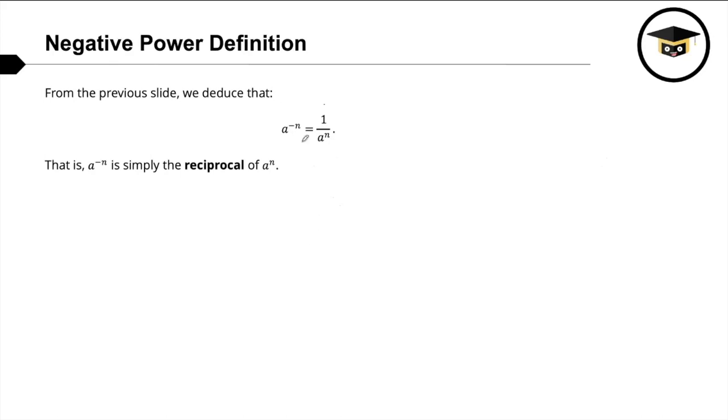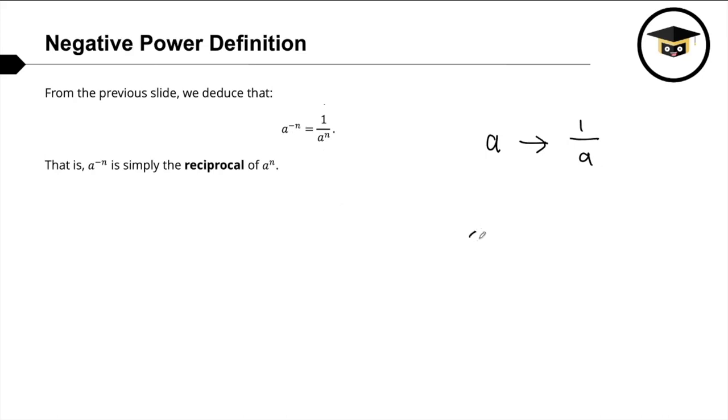And we can see that a to the power of negative n is simply the reciprocal of a to the power of n. Remember, what is the reciprocal of something? The reciprocal of a is 1 over a. So reciprocal just means 1 divided by what the original number was.